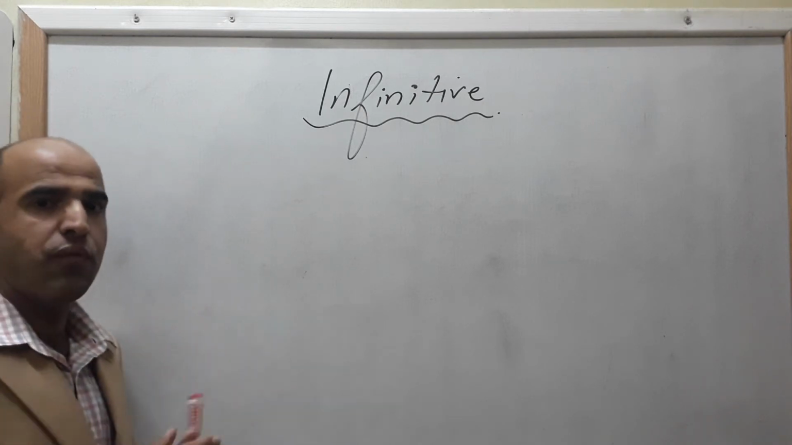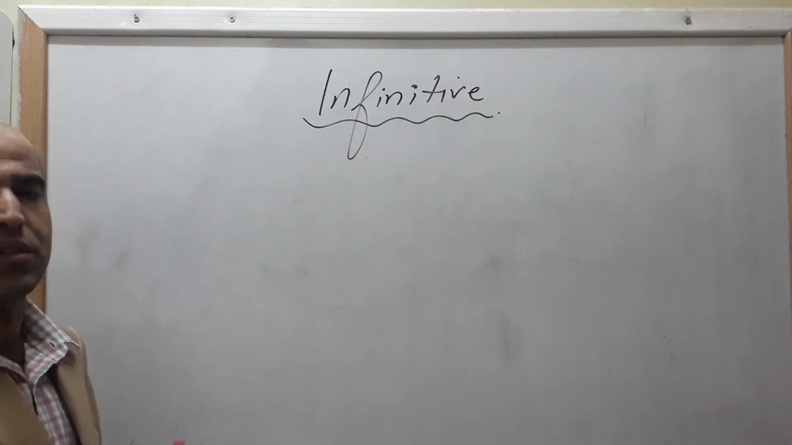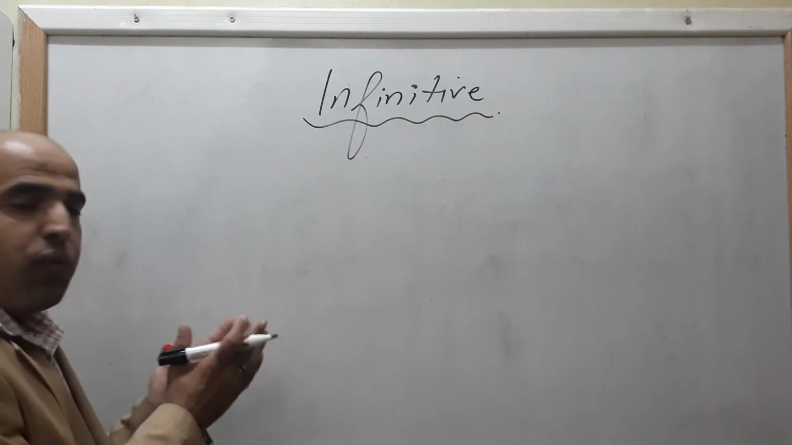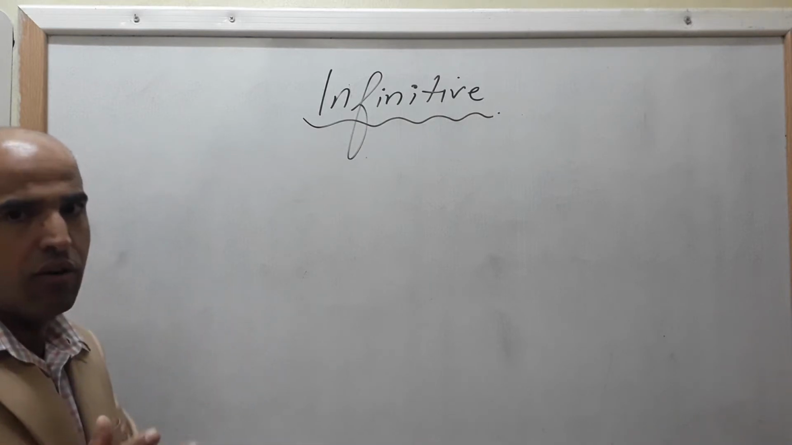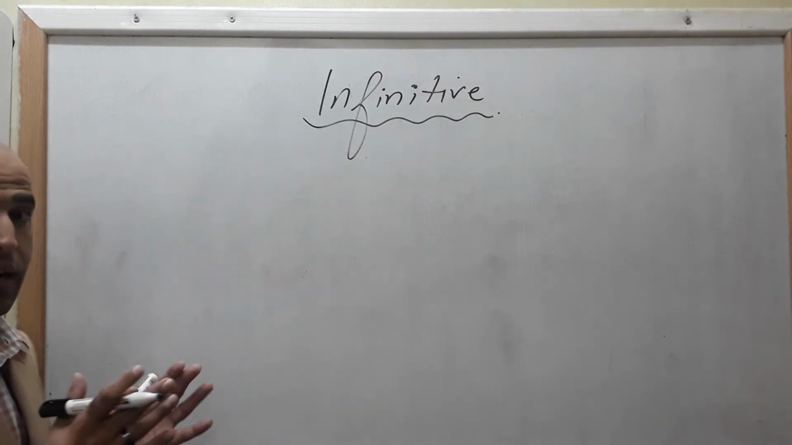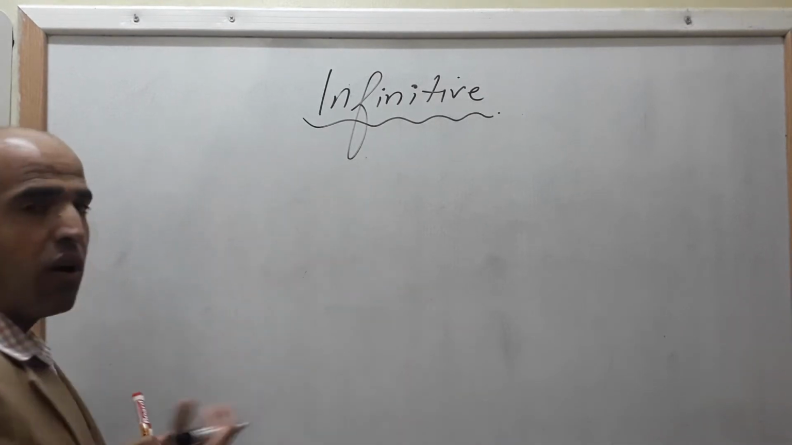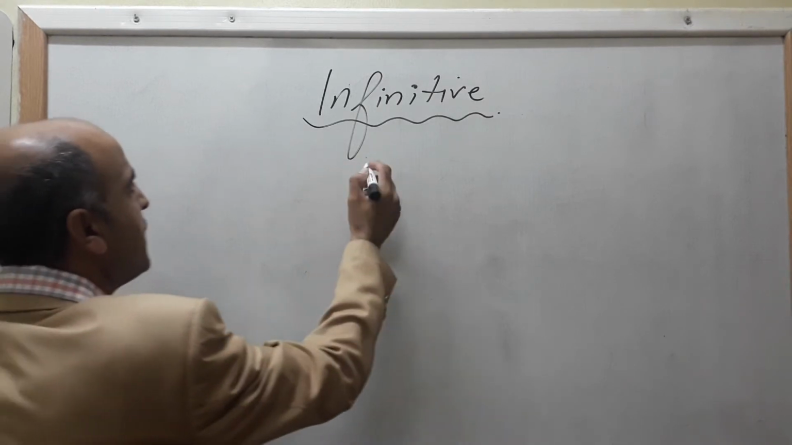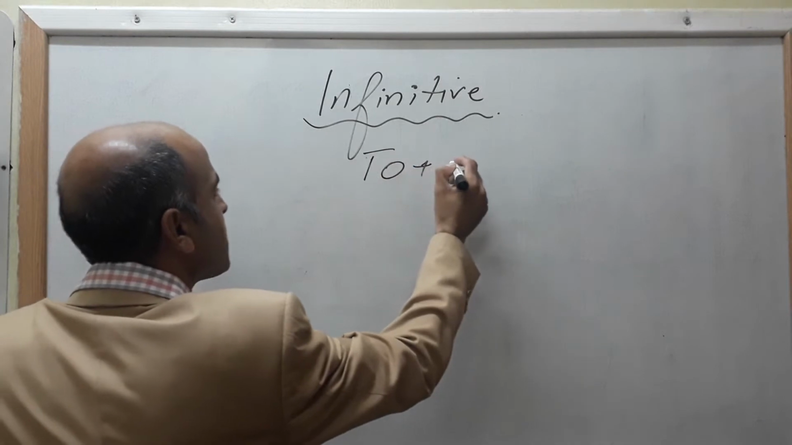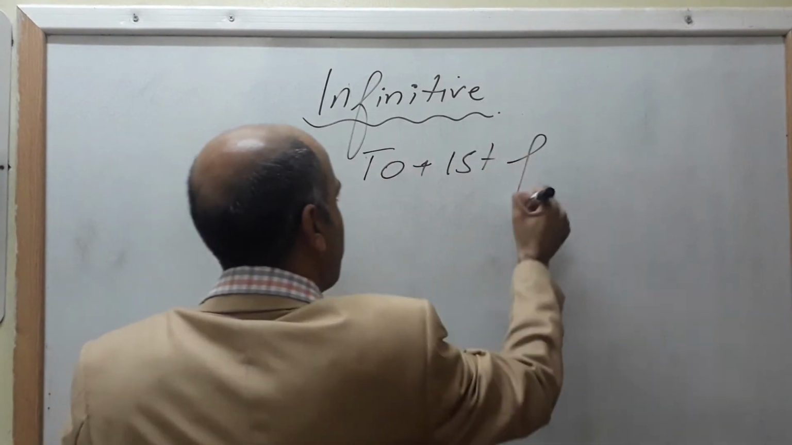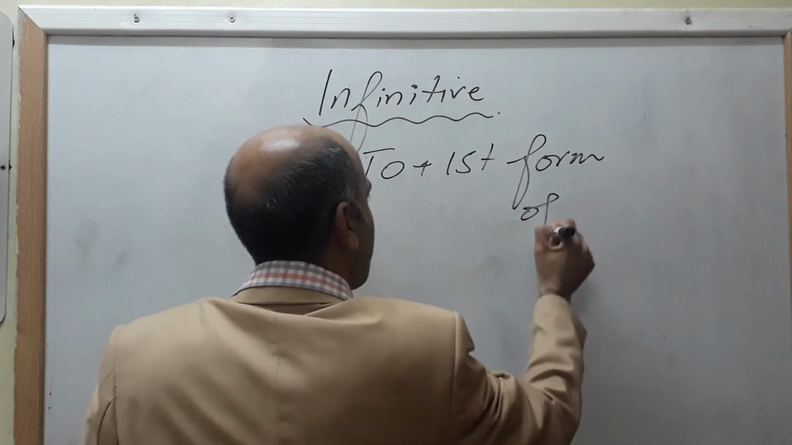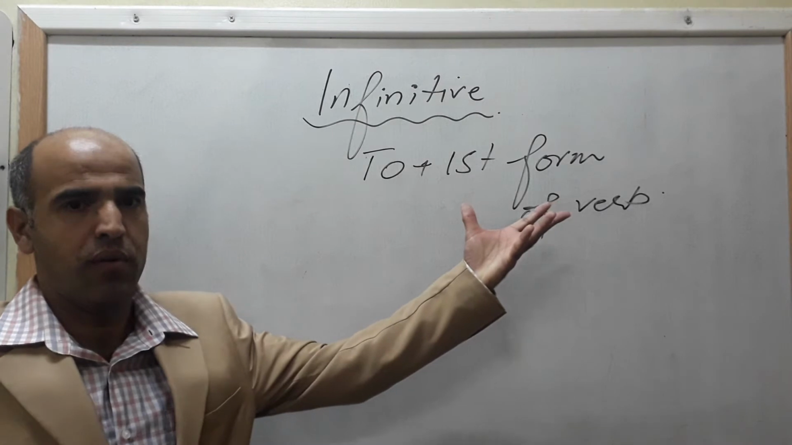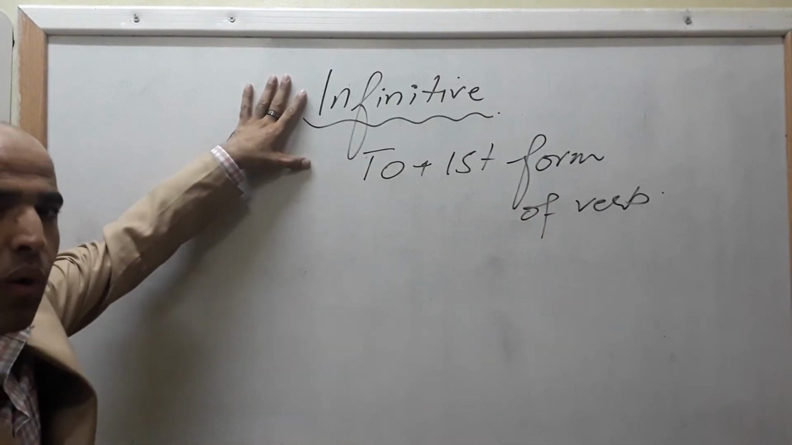Now, first of all, let me tell you what an infinitive is, how it looks, what function it does in a sentence, and all other things in greater detail. First of all, how do we form an infinitive? Infinitive is to plus the first form of verb. Okay, to plus base form of verb. Clear?